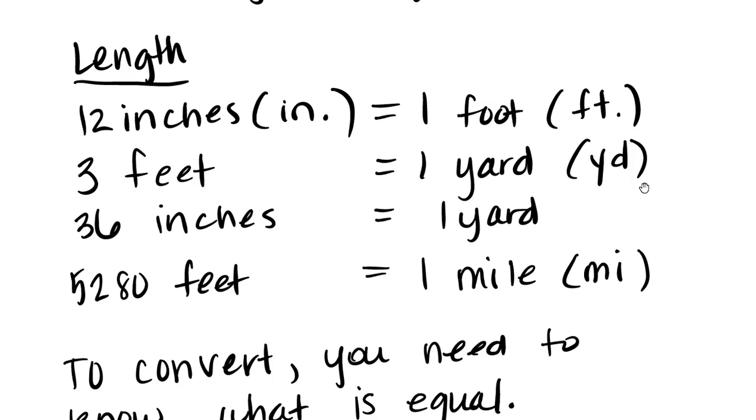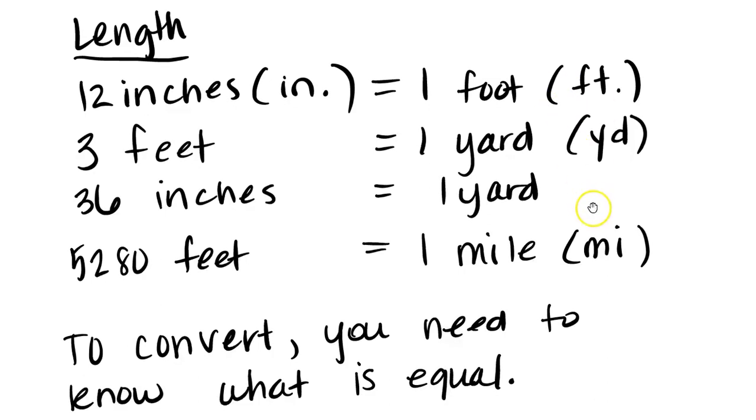Inches, the abbreviation is IN. Feet, FT. Yard, YD. 36 inches is 1 yard, because that's 3 feet, and 3 times 12 is 36. 5,280 feet is 1 mile. Now we use MI for mile because M is something else. To convert, you need to know what is equal.